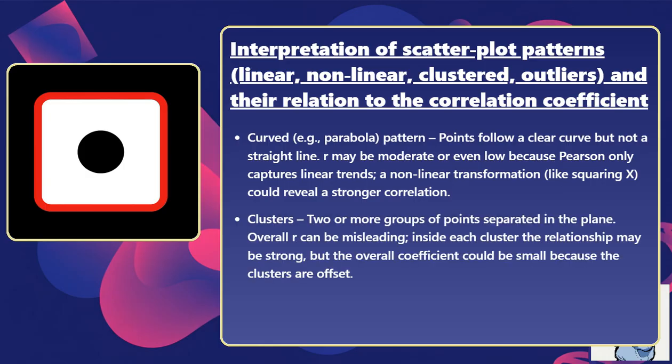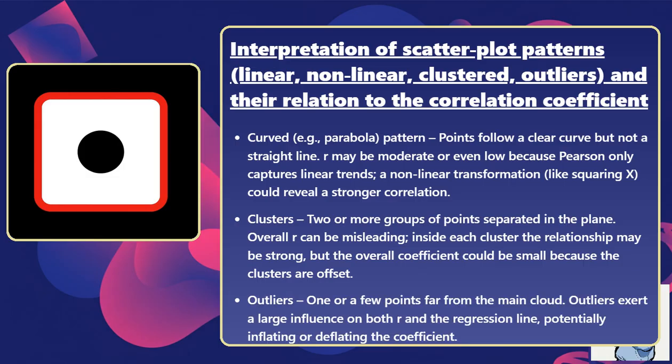Clusters, two or more groups of points separated in the plane. Overall R can be misleading. Inside each cluster the relationship may be strong, but the overall coefficient could be small because the clusters are offset. Outliers, one or a few points far from the main cloud. Outliers exert a large influence on both R and the regression line, potentially inflating or deflating the coefficient.